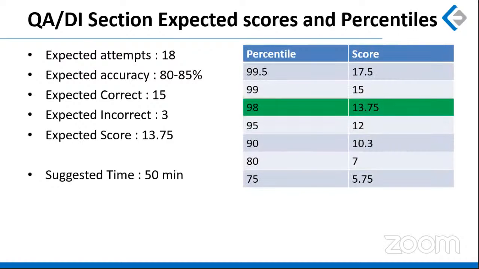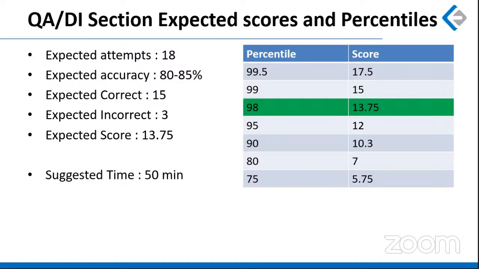This is how the overall picture looks like. As discussed, 13.75 is our 98 percentile. You can get 99 percentile for 1.25 marks more, which is 15 marks, and 99.5 for 17.5 marks. Most of the sectional cutoffs will be in the range of 90s and 80s. So if you look at the numbers for sectional cutoffs for XLRI and some other colleges, they will be around 10.3, which is 90 percentile, and 80 percentile will be at 7 marks.